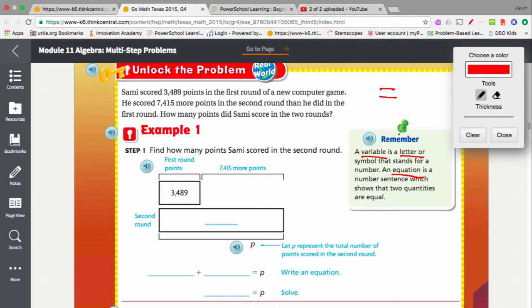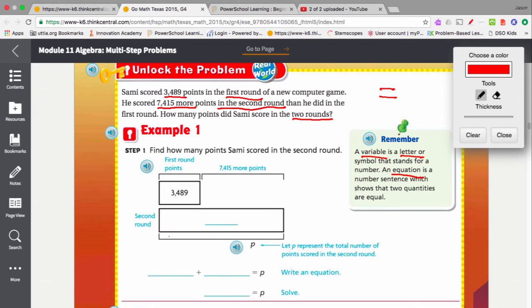So here's our problem. Sammy scored 3,489 points in the first round of a new computer game. He scored, so underline that, in the first round. He scored 7,415 more points in the second round than he did in the first round. How many points did Sammy score in the two rounds? That means both rounds put together. The first thing we need to figure out then is how much did he score in the second round.